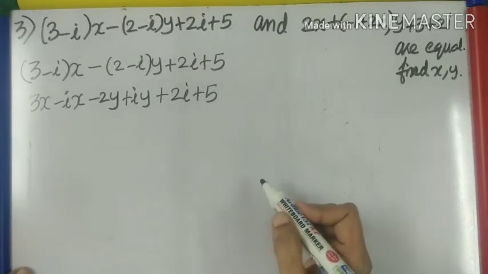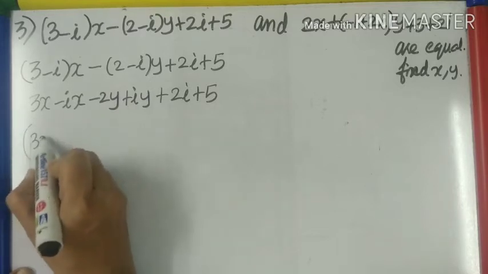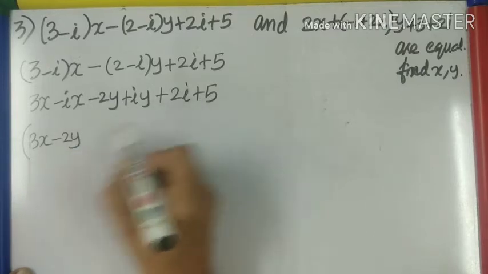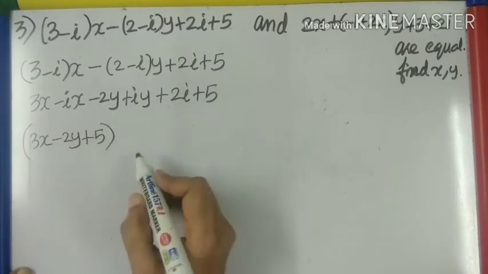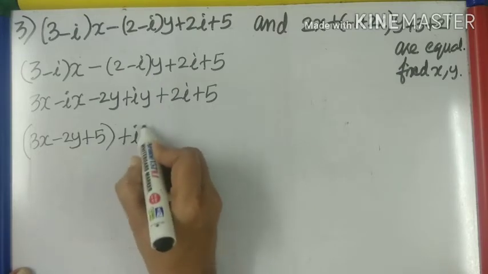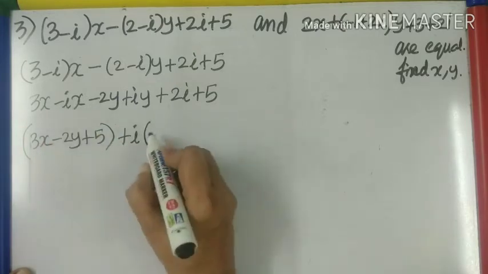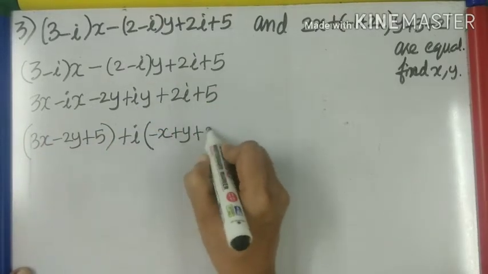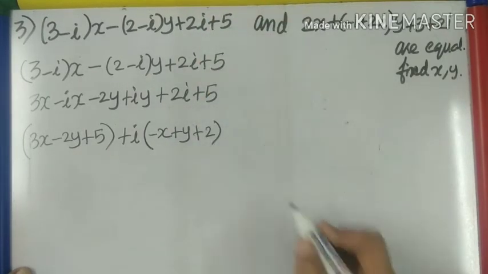Collect all that is without i. So that is the real part. 3x is there, minus 2y is there, plus 5. So all these terms are without i. Then i into all that is with i: minus x plus y plus 2. So this is the answer for the first complex number.